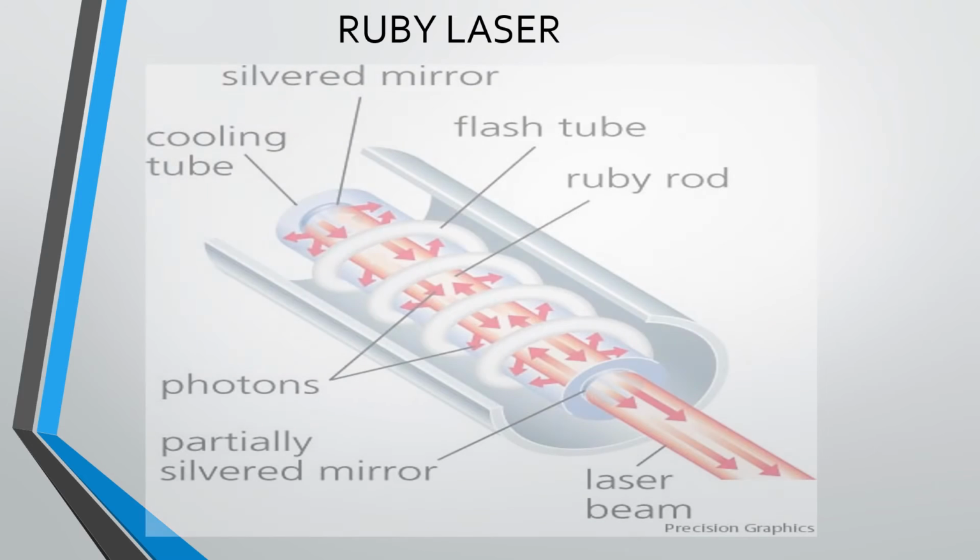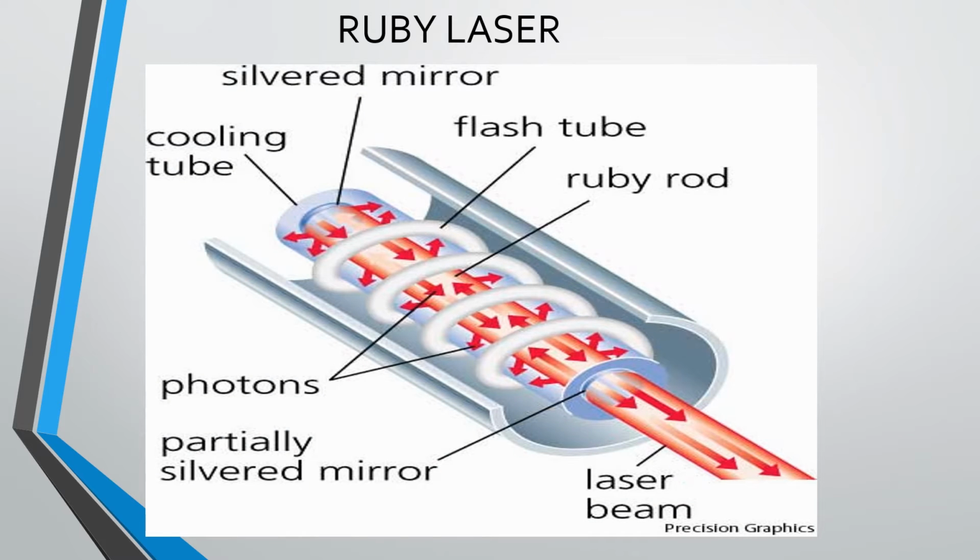Here we are using a ruby rod of approximately 5 centimeters in length and 1 centimeter in diameter. This is the pink rod, which is placed in a system surrounded by a white tube where xenon gas is filled, that produces a flash and helps in optical pumping. This whole system is placed in a hollow-like structure where liquid nitrogen flow is maintained to control the heat. So this is the construction of the ruby laser, and now how it works.